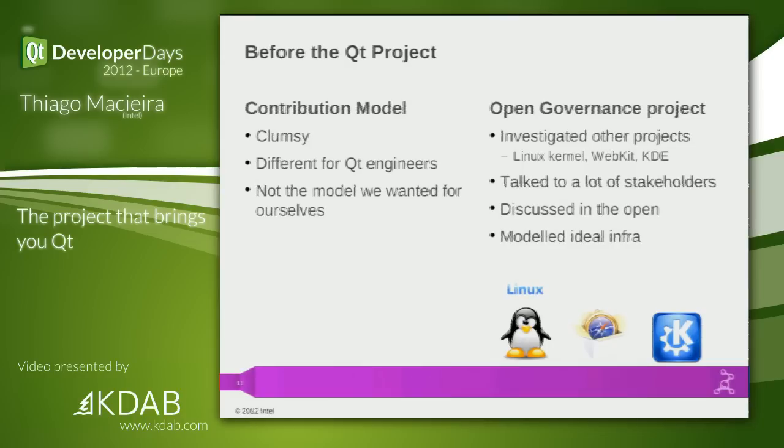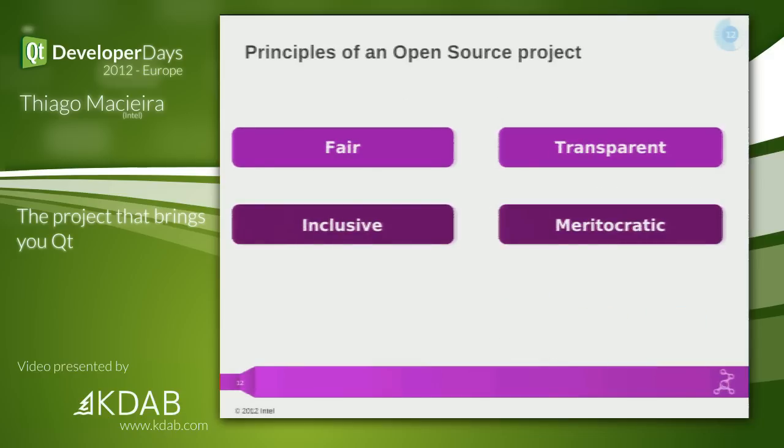We had the discussions in the open on how to do the open project. We called it the open governance project, the step to creating the Qt project. We came up with these four principles. I'm going to go over them in detail, so just quickly, what they are. Fair means that we're fair to everybody based on their skills, that you can come and work with us. We're not going to hold anything against you, especially not the company you work for. You're your own person. We're going to accept you the way you come.